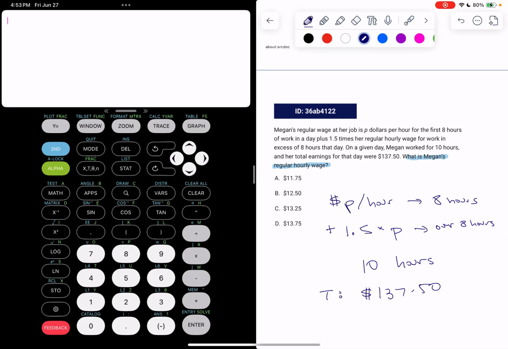All right, so now we can just test out the answer choices and see which one gives us a wage that, if she worked for 10 hours, we'd be good to go. So let's try that. Let's put in, let's say, $12.50 for P. $12.50 per hour for 8 hours, and then 1.5 times $12.50 for anything over 8 hours.